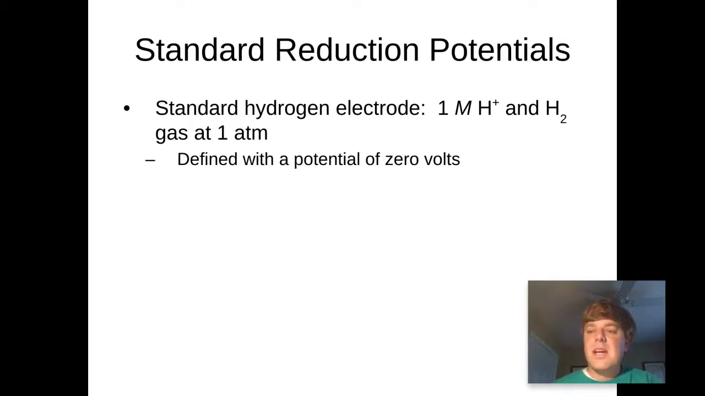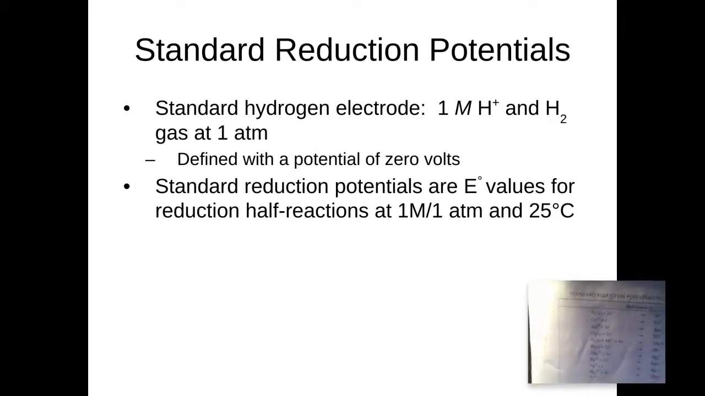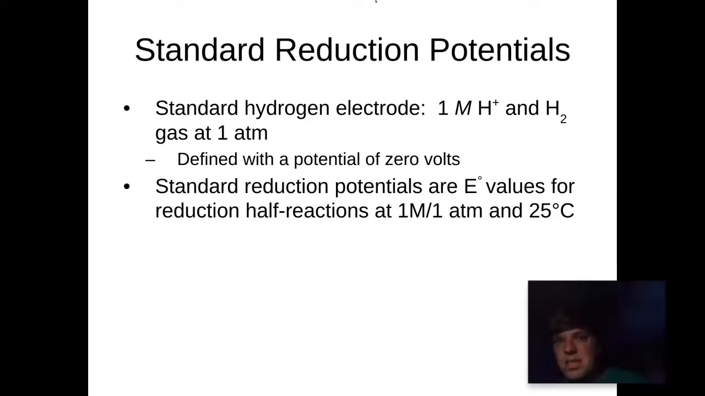And so anything compared to that has a voltage that can be measured higher or lower than 0. Now, standard reduction potentials are cell potential values for a reduction half reaction where any solutions are at 1 molar, any gases are at 1 atmosphere, and your temperature is at 25 degrees Celsius. And the College Board used to provide you on the AP exam with a lovely chart of standard reduction potentials that list a whole bunch of half reactions. They're all written as reduction half reactions.